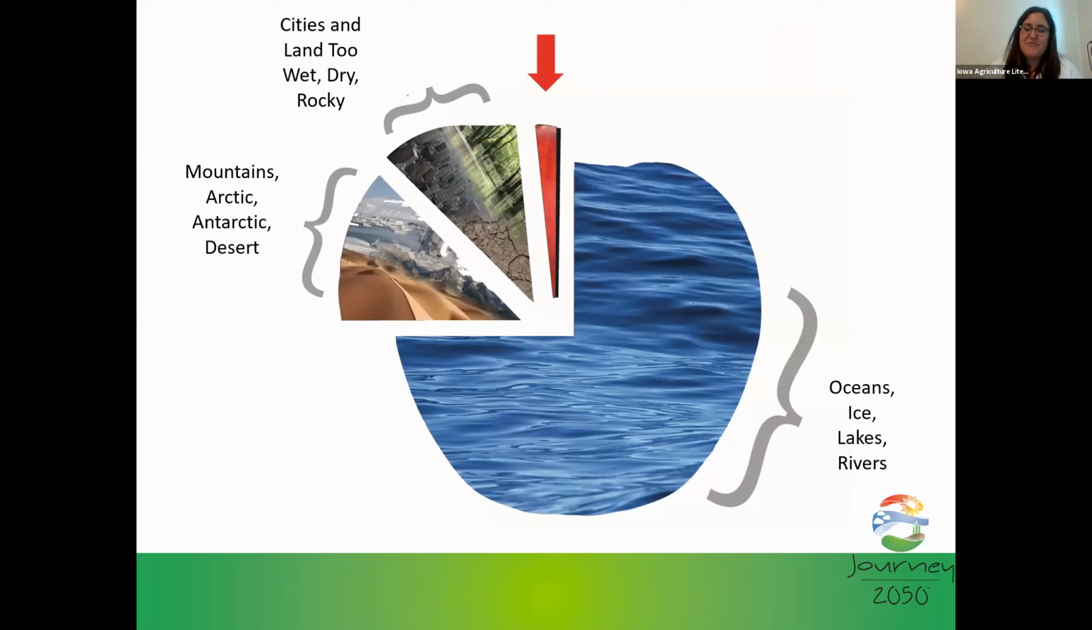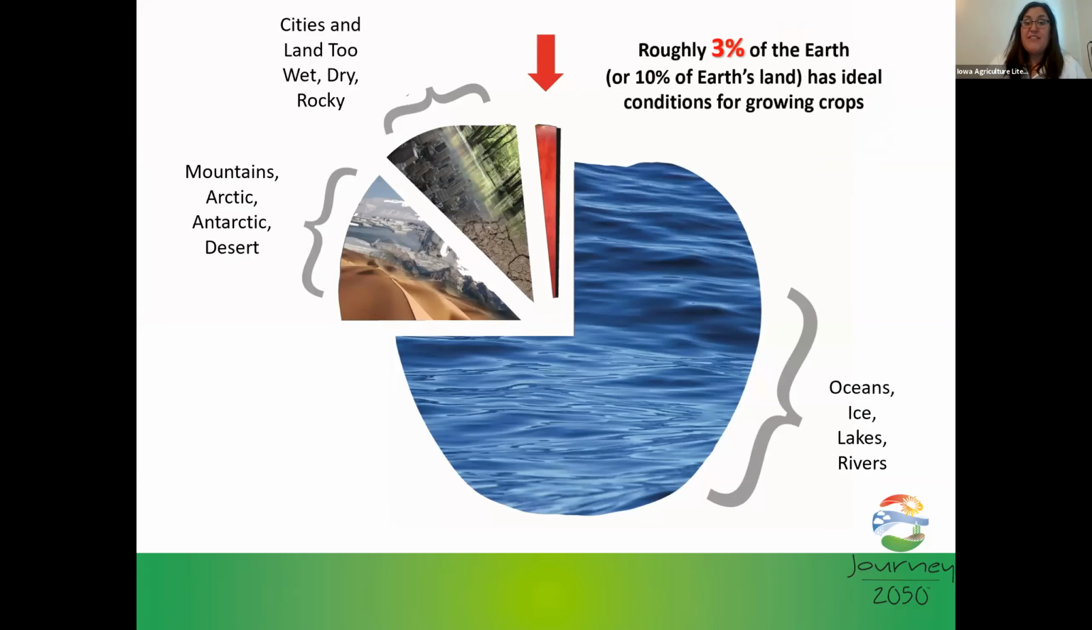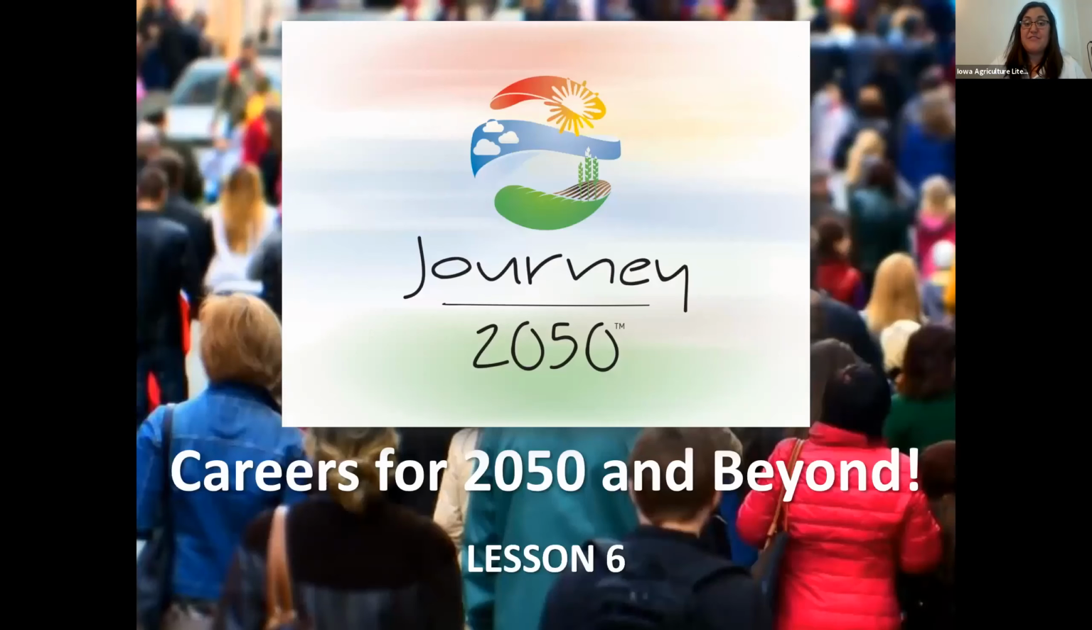And it'll lead you through a discussion and a demonstration where you cut apart that apple to reveal the answer of how much of the Earth is suitable for growing crops. And that's roughly 3% of the Earth, or 10% of the Earth's land has ideal growing conditions for crops.